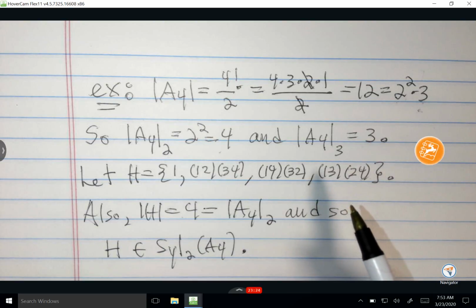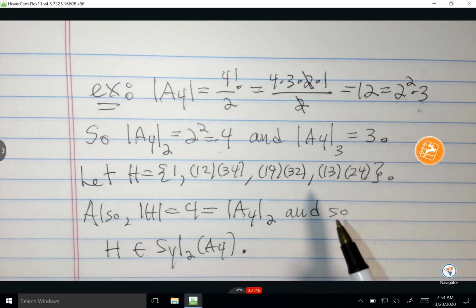Well, that's easy. Just take an element of order 3, if A4 has one, and look at the cyclic subgroup generated by it. That would generate a subgroup of order 3. Well, sure, A4 does have elements of order 3. In fact, it has 8 of them. Just any of the 8 3-cycles. Okay, so let's take (1 2 3). How about that?